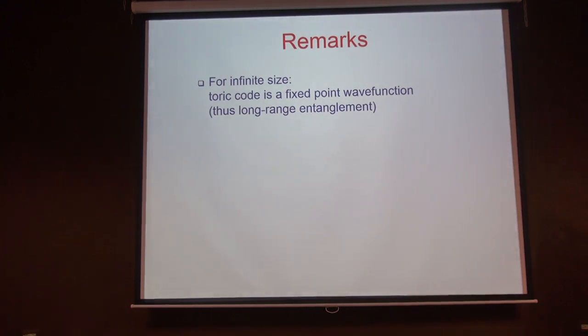Okay, so I want to maybe give some remarks here. For an infinite system, you can imagine you do this coarse graining process, and because your system size is infinite, you can actually map the toric code back to the same toric code. So therefore, the toric code is a fixed point wave function. In some sense, this justifies that there is existence of long-range entanglement, because by removing just short-range entanglement, you cannot reduce the toric code to a product state.